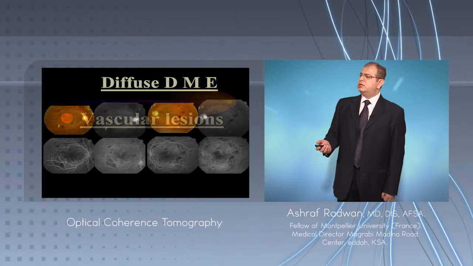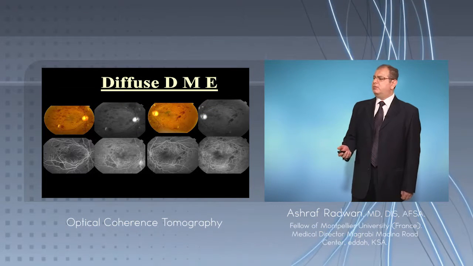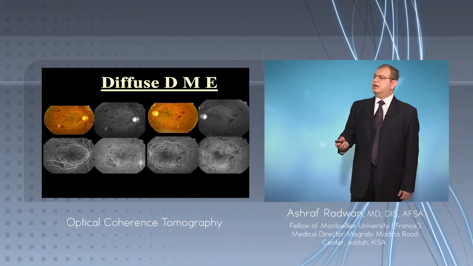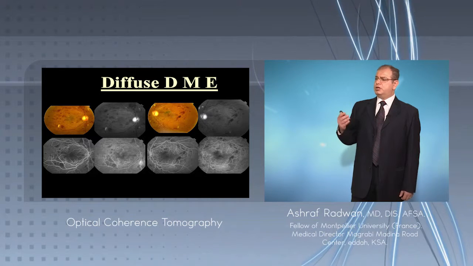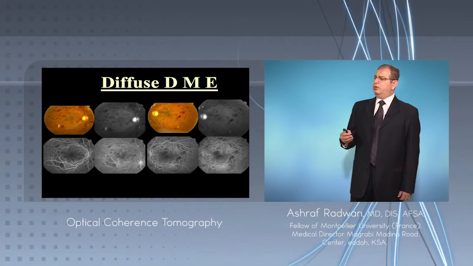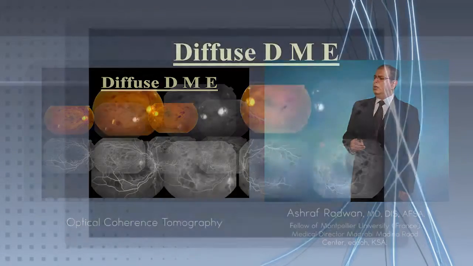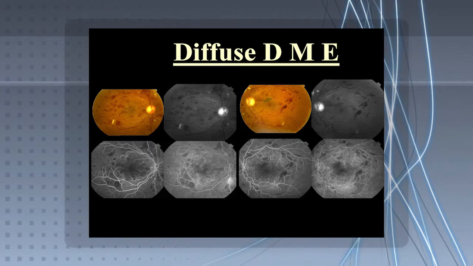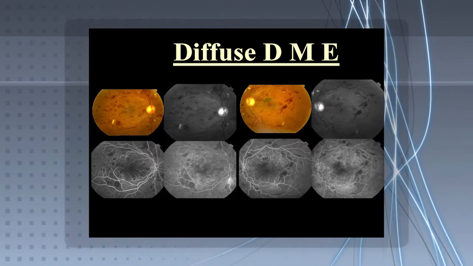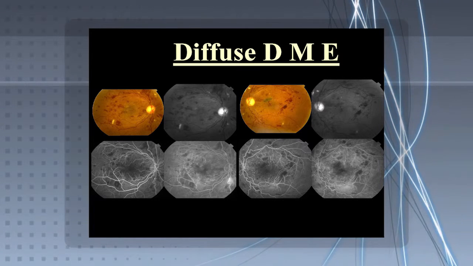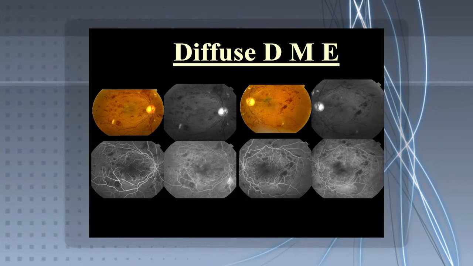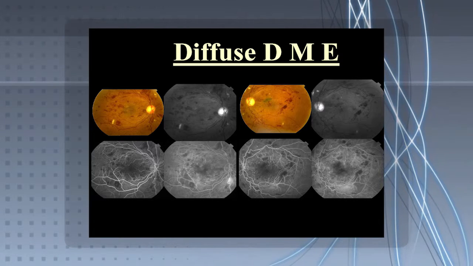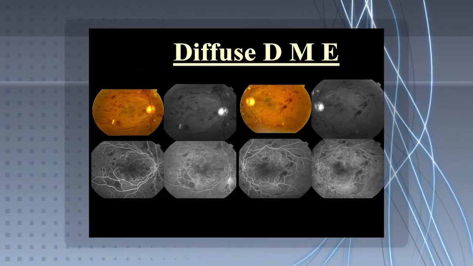In vascular lesions, like in diffuse diabetic macular edema, as is very clear, we have in the fundus picture a lot of hemorrhages in both posterior poles, and in the late time of the angiogram, we can see a diffuse diabetic macular edema in both maculae. It is considered as moderate to severe non-proliferative diabetic retinopathy with a diffuse diabetic macular edema.